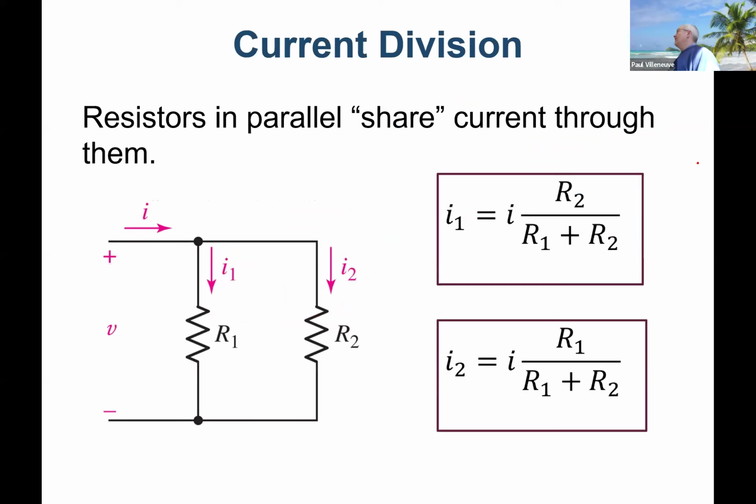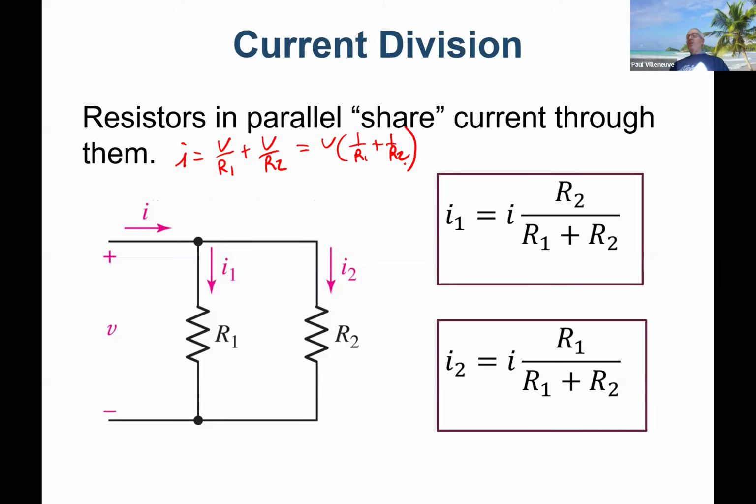Parallel is going to be application of current divider, which we kind of cheated and used already. But let's do the derivation here. So we're going to use nodal analysis here, which says the current going in has to be equal to the current going out. So I, which is in, is going to be V over R1 plus V over R2, which is equal to V times 1 over R1 plus 1 over R2. That's the current going in, right?